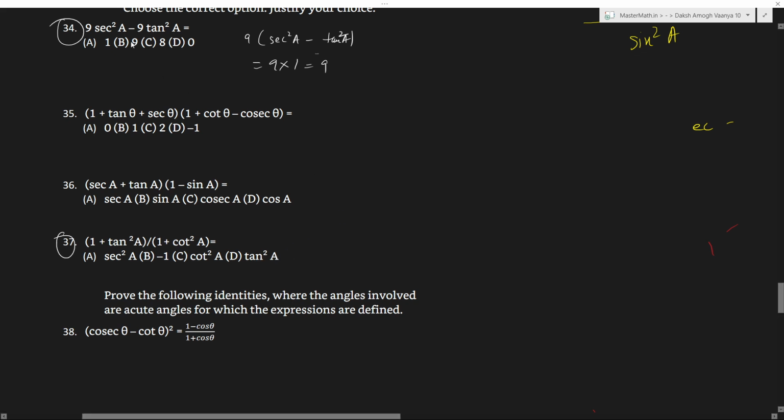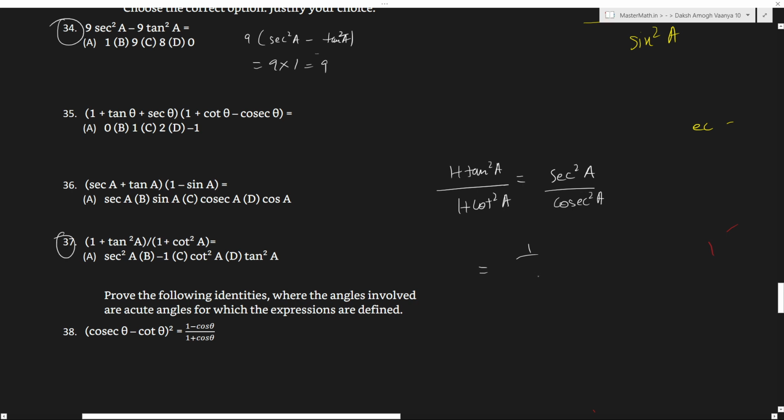What is 1 plus tan square? Naveen? Sir, it's sec square A. Sec square A. And what is sec A? That is 1 by sine A.